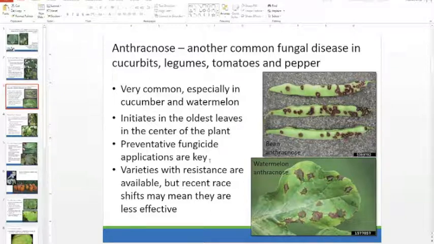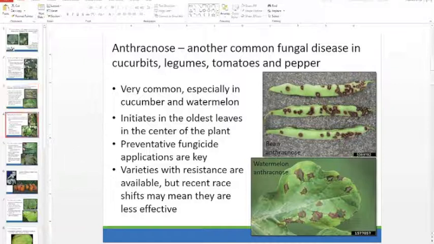And again, I'd refer you to ID 36 if you want to take a look at our vining crops fungicide program there. That program will target and give decent control of anthracnose. There are varieties with resistance available to anthracnose, but in particular for watermelon anthracnose, recent race shifts suggest that some of the varieties that have resistance, that have performed really well for us in the past, may not perform quite as well if you've been utilizing those varieties year in, year out.